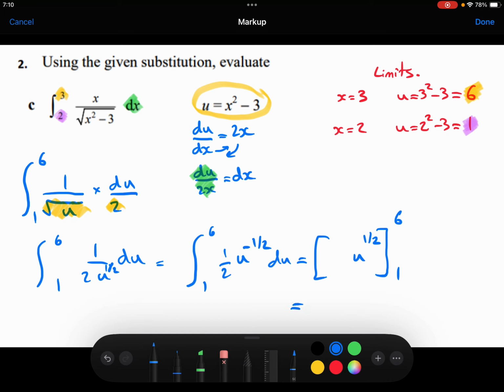Substituting the upper limit in, we've got 6 to the power of a half, which is just root 6. Substituting the lower limit in, so substituting 1 in, we've got 1 to the power of a half, which is just 1. So my answer is root 6 minus 1.